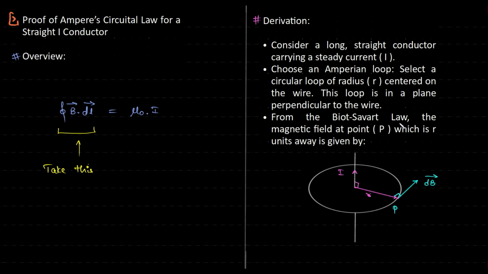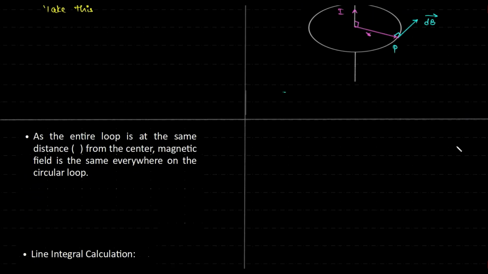Now, from Biot-Savart law, the magnetic field at point P, which is R units away, is given by what? I don't have space over here, so let me write it there so that you guys don't get confused. B is equal to mu naught I by 2 pi R. Agree? Now, what next?